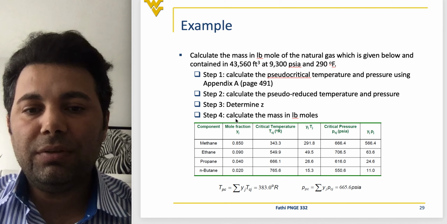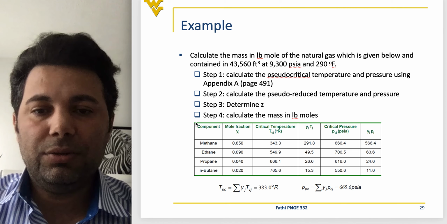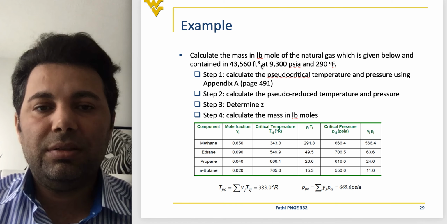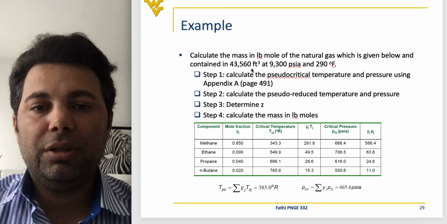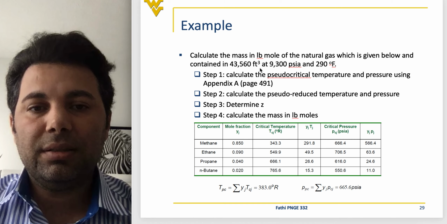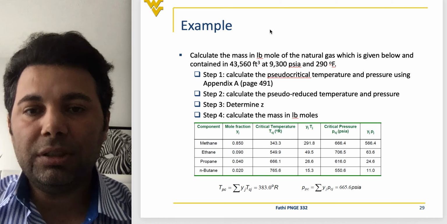The mole fraction of each component is given as well. So the first two columns, we know it. And we know the total pressure, total volume, and total temperature. So to solve this, the question is to find the mass. So I'm going to write the equation of state, which says PV is equal to ZnRT.